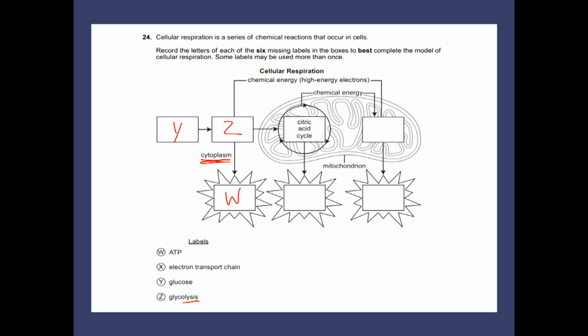Okay, from there, you can see we have the citric acid cycle is already labeled for us, but through the citric acid cycle, we also make a little bit of ATP. So that one's going to be W as well. The last part of cellular respiration is the electron transport chain, which is X over there. Notice that this is the mitochondria. Both the electron transport chain and the citric acid cycle happen in the mitochondria. And then this last one, through the electron transport chain, we make most of our ATP, so another W there. Okay, great work. Let's go on to the next one.